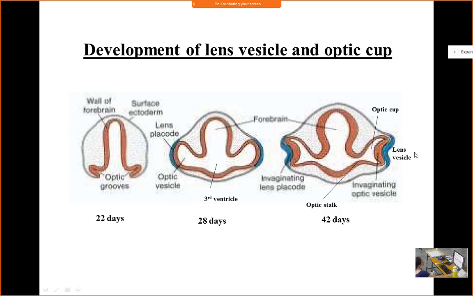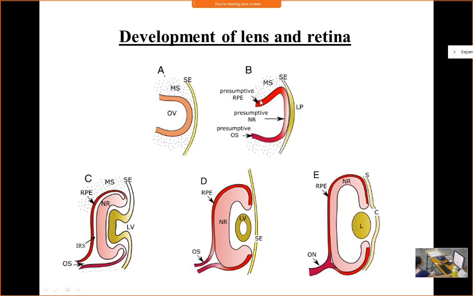As they have induced each other, the lens placode will invaginate, and the optic vesicle will also invaginate in that area. The optic vesicle has touched the lens placode, that is the thickening of the surface ectoderm. When there is induction between them, some genetic factors are expressed, and due to this induction the lens placode becomes invaginated and forms the lens vesicle, which is separated from the invaginated optic vesicle, which will later form the neural part of the retina.